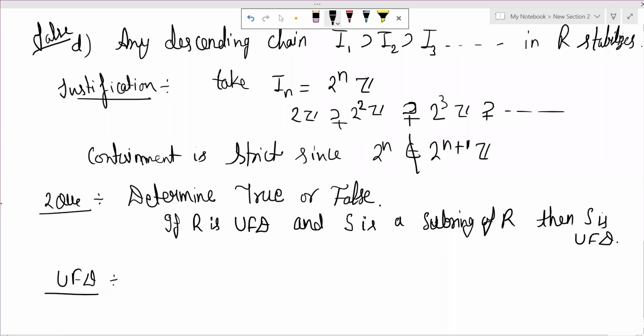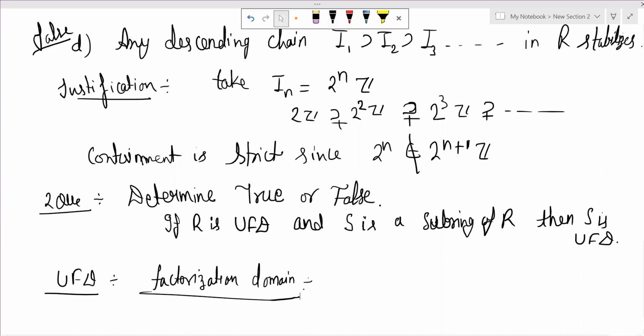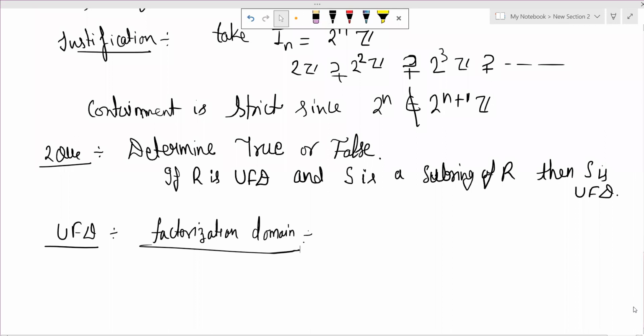UFD. So first of all, you need to understand what is a factorization domain. So what is a factorization domain? Okay, let me write the definition.